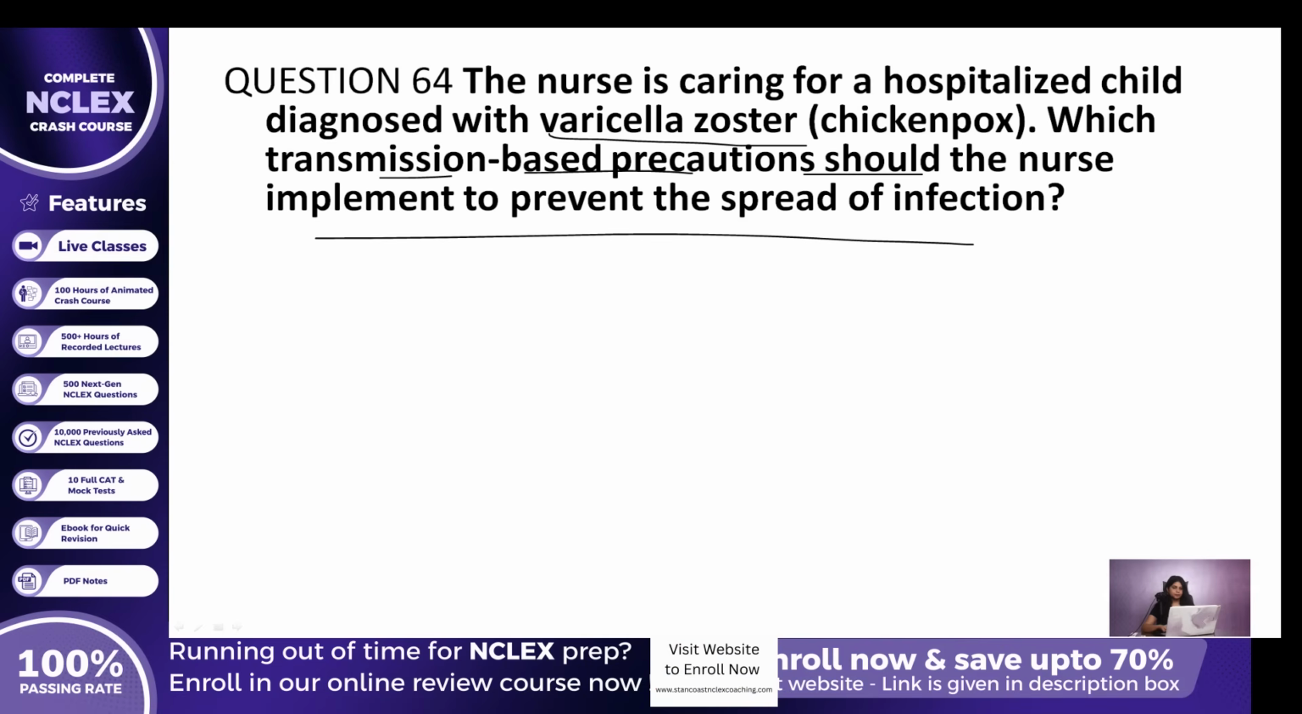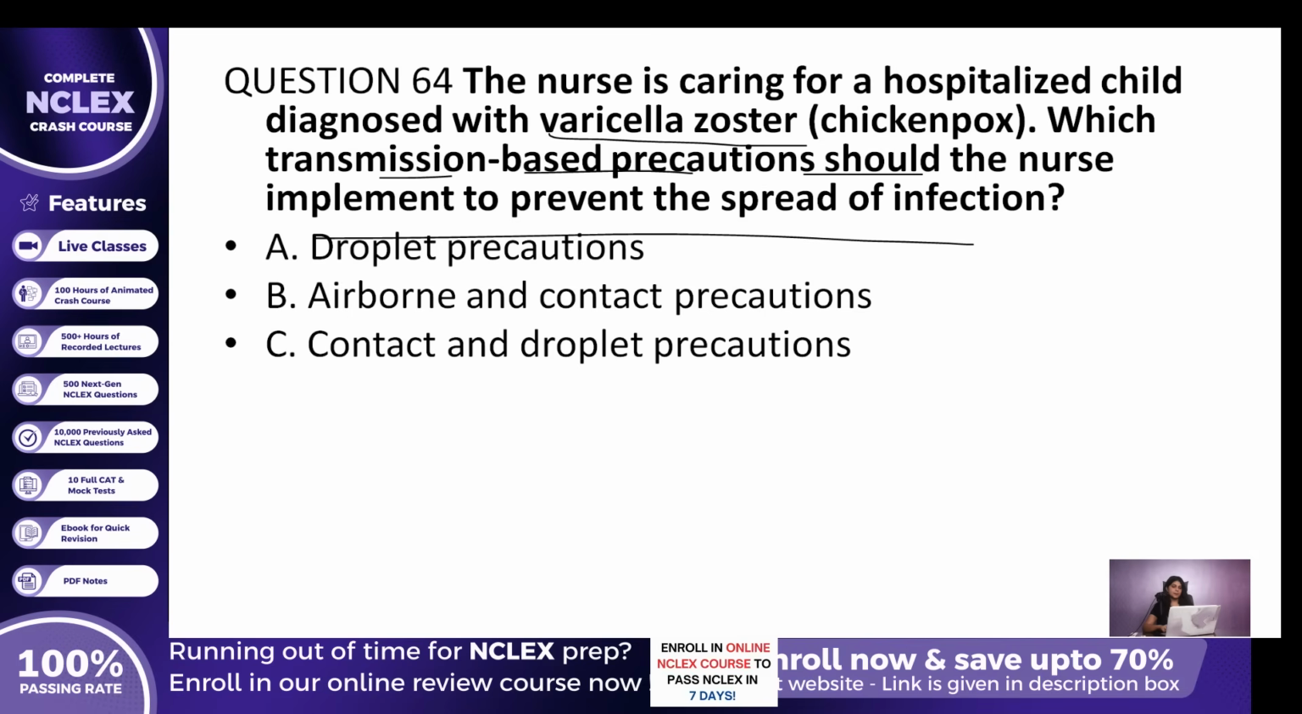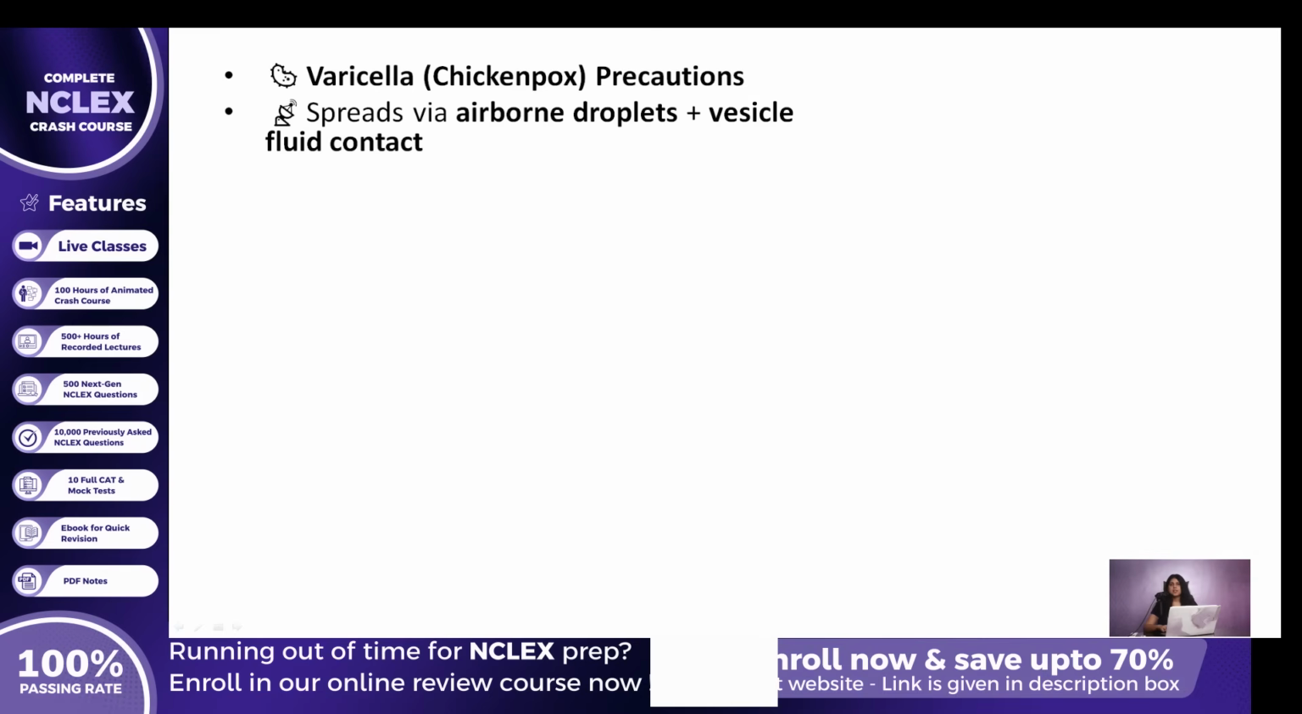The options are A. Droplet precautions, B. Airborne and contact precautions, C. Contact and droplet precautions, D. Contact precautions. The correct answer is option B. Airborne and contact precautions. Varicella spreads through both airborne particles and direct contact with fluid from the vesicles.